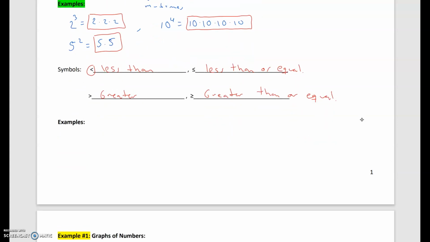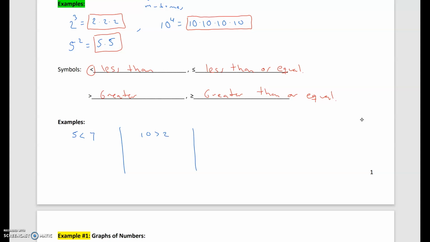Now, let me give you a couple of examples. So some problems are going to ask you to compare. So for example, you could say that 5 is less than 7. That's one way to use the symbols above. You could also say that 10 is greater than 2. That's another way of using it.